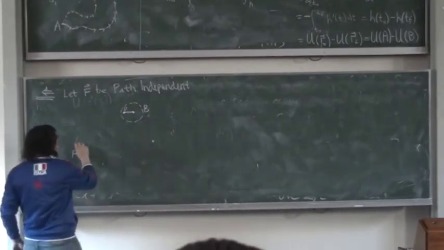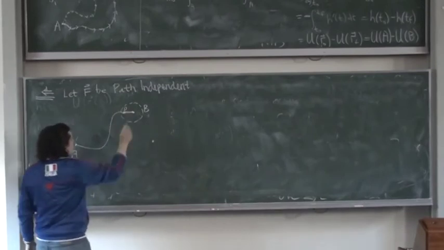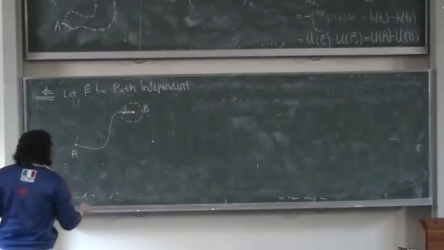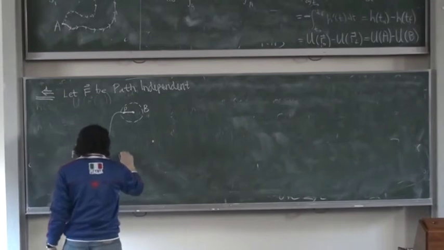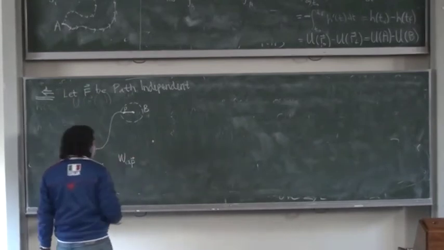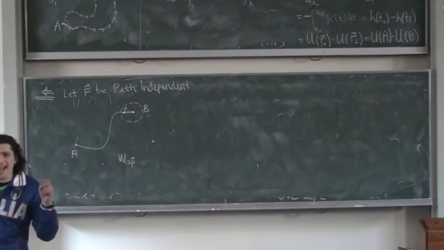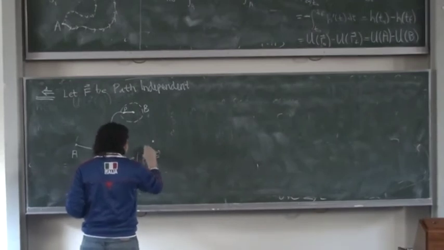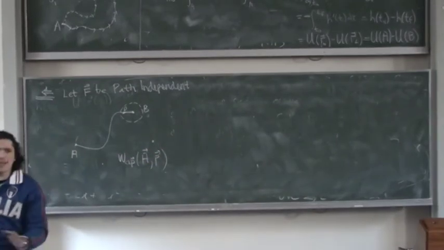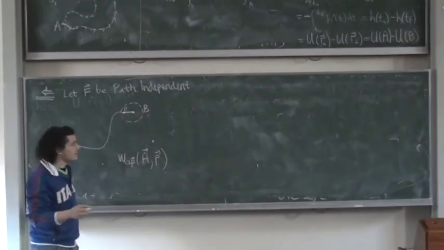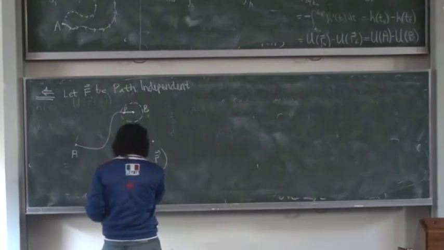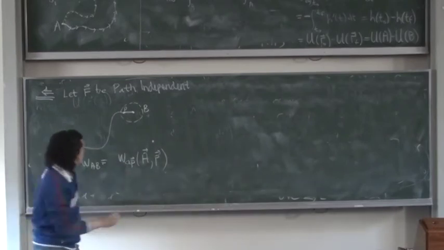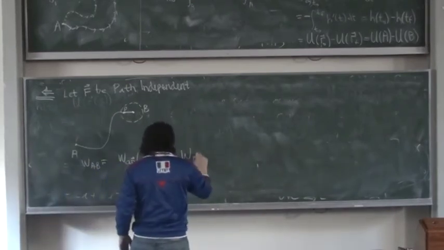Now I'm going to choose any path, doesn't matter which path, from A to P. Why doesn't it matter which path? Because F is path independent, right? So the work done by the force from A to P is dependent only on A and P as vectors, right? It's not dependent on anything else. And then I do the integral, so the work, let's say, from A to B is equal to the work from A to P plus the work from P to B.